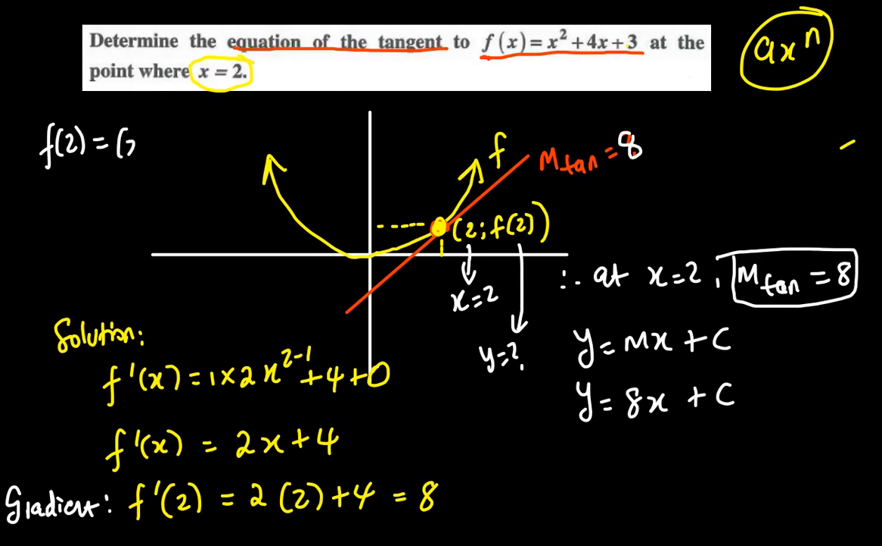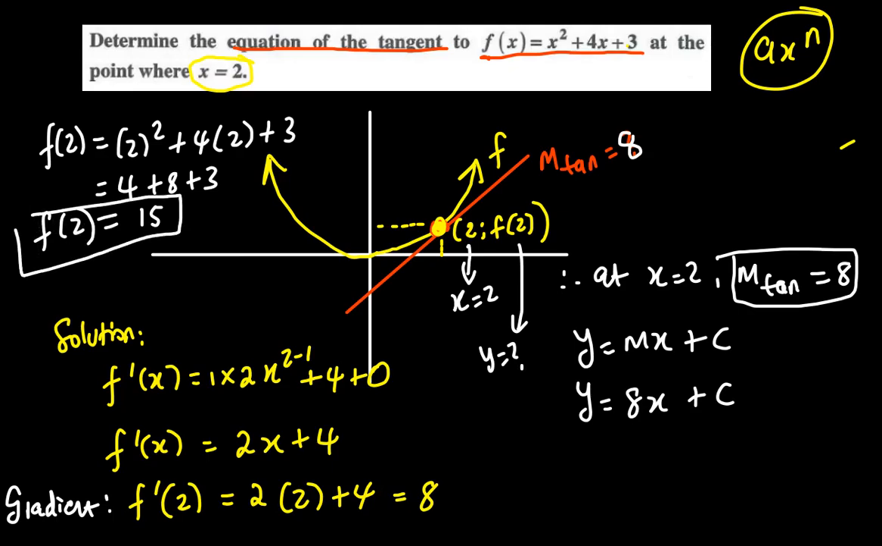So we say 2 squared plus 4 into 2 and then plus 3. So that would be 4 plus 8 plus 3. What is 4 plus 8? It's 12, plus 3 is 15. So it means f of 2 is 15. It means where I see f of 2, I can put 15. Here, do you see f of 2? I can remove that and put 15. That is the corresponding y value.